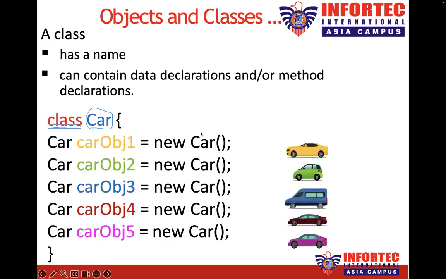After that, car within round brackets, you can write this. So this is how we create objects.